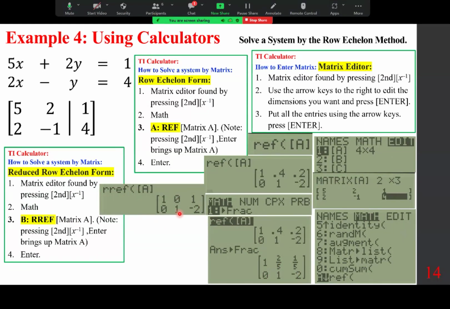This means y equals negative 2, because it's 0x plus 1y. This means 1x plus 0y equals 1. So this gives you the answer, and as you recall, we had this previously. So when you do RREF, the last column is the solution, everybody.